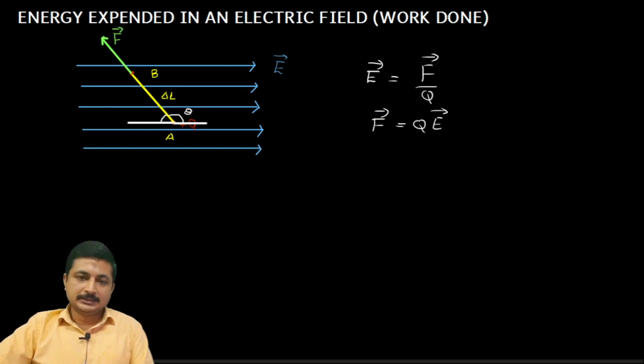So the other angle is the remaining angle. This angle is 180 minus theta, because the total angle will be 180 degrees. If this is theta, this will be 180 minus theta. So let me write that. This is 180 minus theta. This has to be clear. So I consider that my path is inclined at an angle 180 minus theta with respect to the field, or theta with respect to the field, either one.